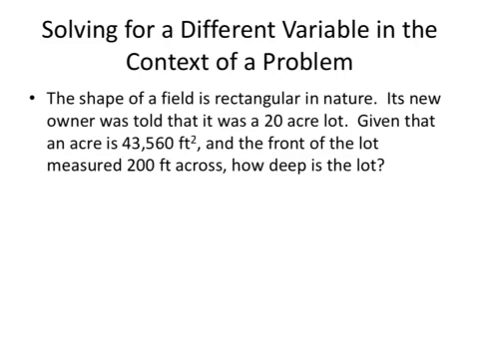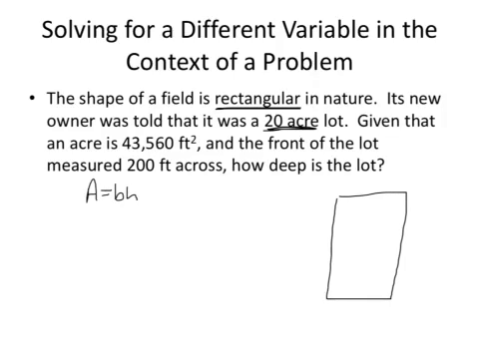So sometimes we need to solve for a different variable in the context of a problem. So the shape of a field is rectangular in nature. Its new owner was told that it was a 20-acre lot. Now, acre is an area measurement. So I'm looking at area equals base times height, right, for the area of a rectangle. Given that an acre is 43,560 feet squared, and the front of the lot was measured at 200 feet across, so if the front of the lot is 200 feet, and the area equals 20 acres, then how deep is the lot?